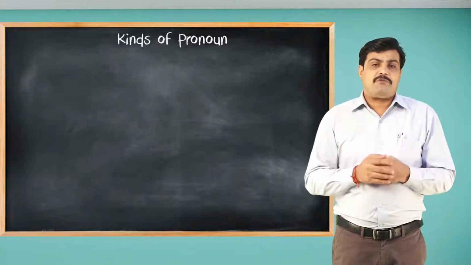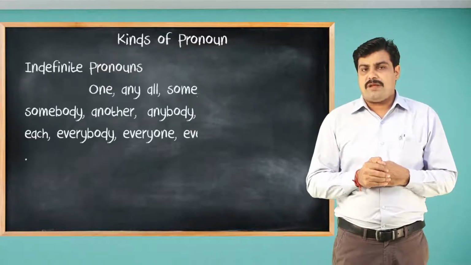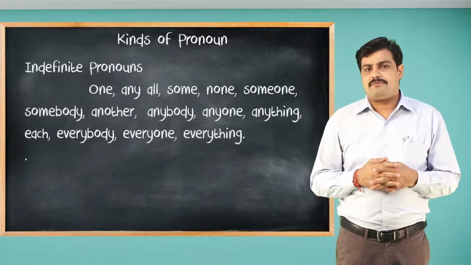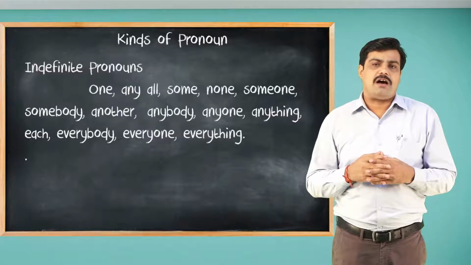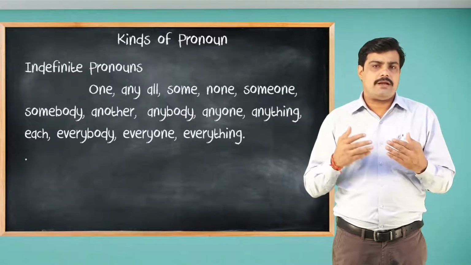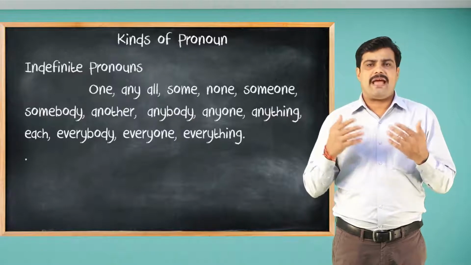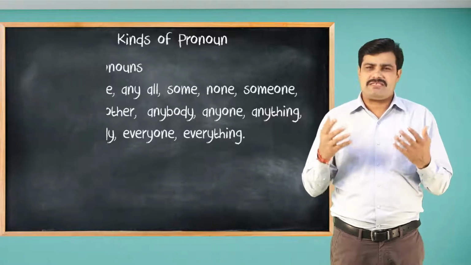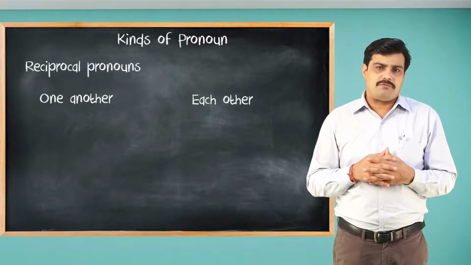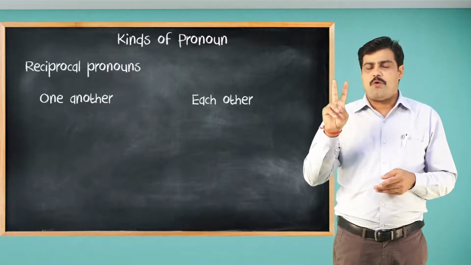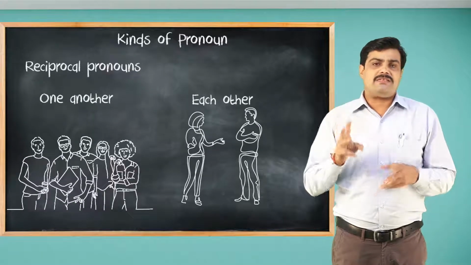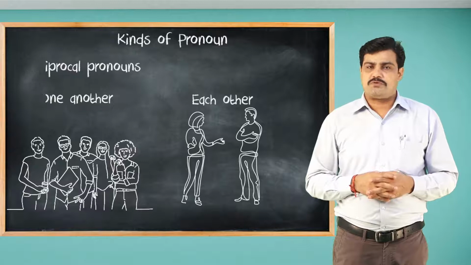The next pronoun is indefinite pronoun. Indefinite, the word itself indicates which type of pronouns these are. And indefinite pronouns are one, any, all, some, none, someone, somebody, another, anybody, etc. And the last one is reciprocal pronoun. And these are only two. One another, which is used for more than two, and each other, which is used for two.